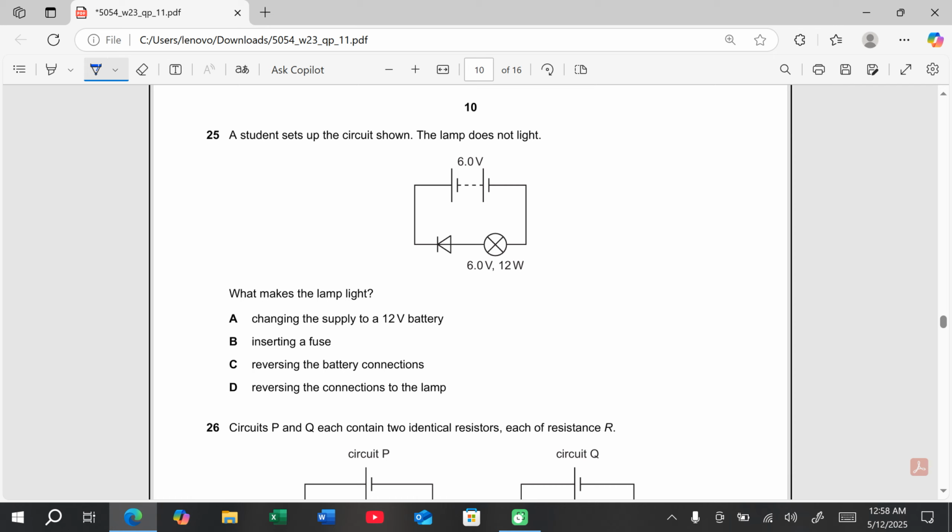It says the student sets up the circuit as shown. The lamp does not light up. What makes the lamp light up? Changing the supply, that has nothing to do with the supply. Insert a fuse, that has nothing to do with the fuse.